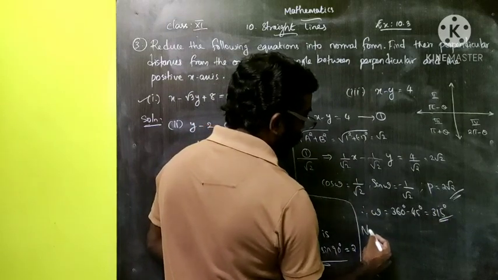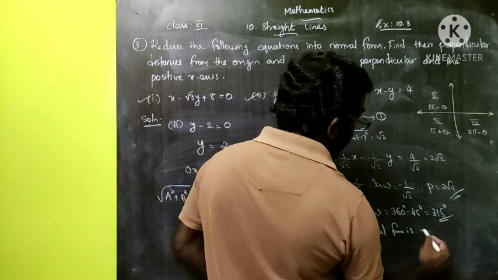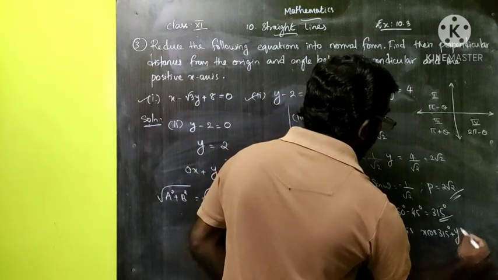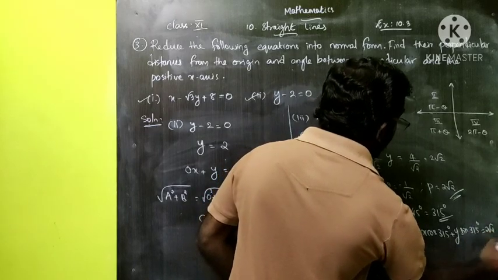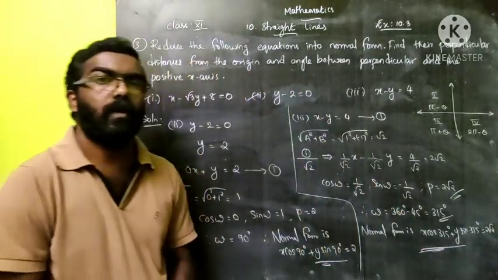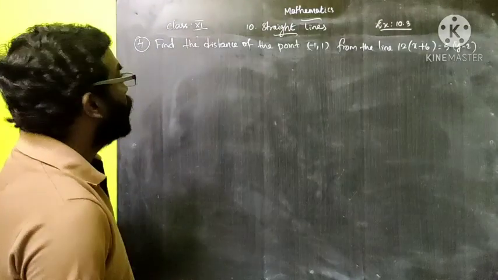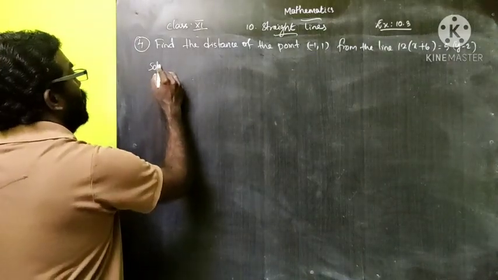And therefore the normal form is x cos 315 degree plus y sin 315 degree is equal to 2 root 2. Clear? Here the next question is, find the distance of the point minus 1 comma 1.